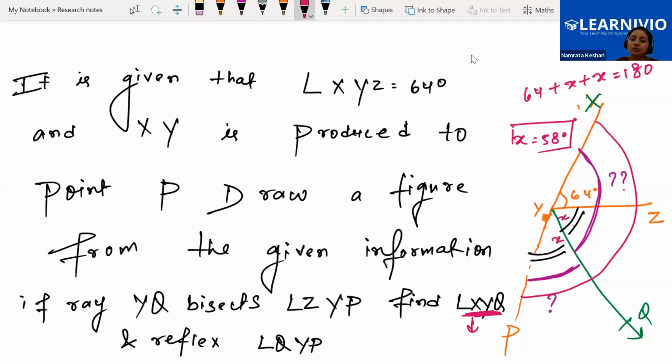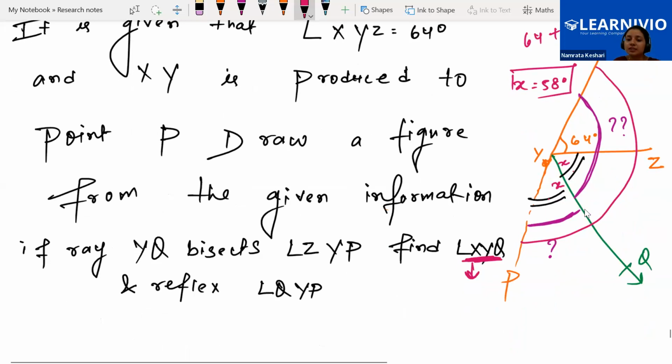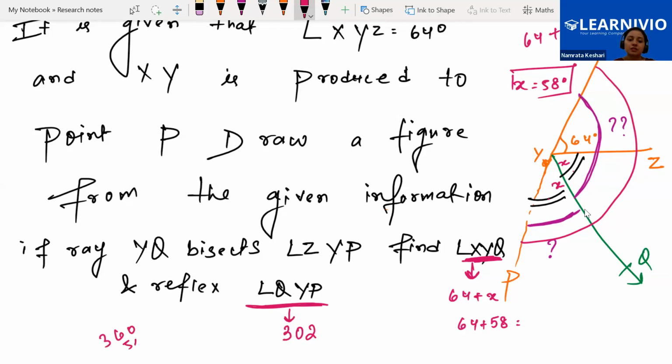Angle XYQ, if everyone understands which one is XYQ, it is nothing but 64 degree plus x. And x you are telling me it is 58 degree. Okay, so from here we will be getting XYQ. And what is the reflex of QYP? 302. Is it 302? Let's check it. 360 minus 58. Yeah, 302.